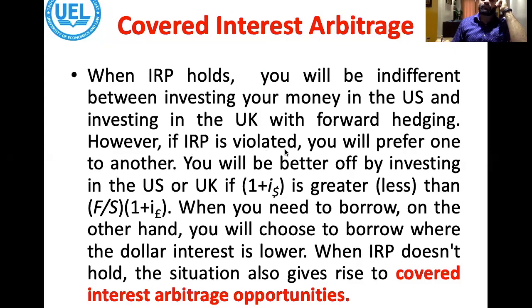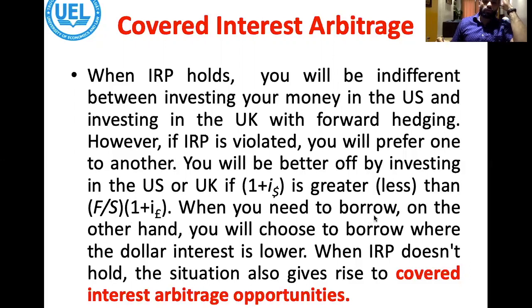However, if IRP is violated, which means if IRP does not hold, you will prefer one to another. You will prefer one of these investments, maybe alternative 1, investing in US, or alternative 2, investing in England. Why? Because one of these investments is going to give us a profit. You will be better off investing in US or UK if the interest rate in US is greater than in England. So this is the first option, the first option in US is greater than the round trip. All right, so we use forward: this divided by forward, this divided by spot and multiplied by forward.